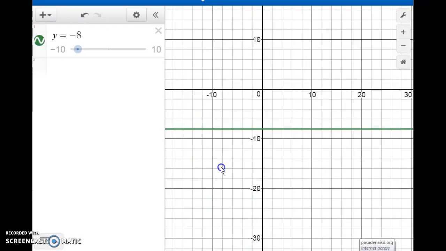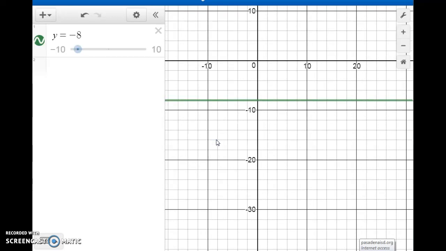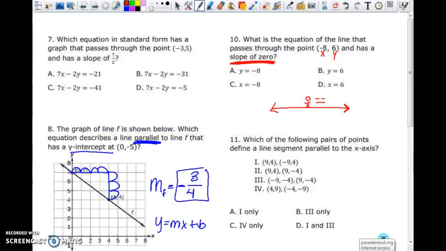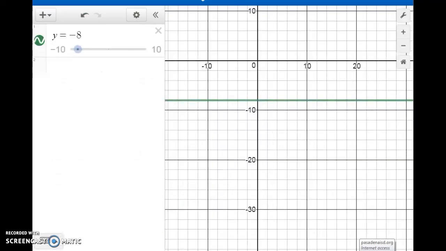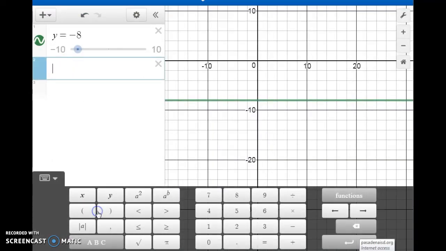All right. So that's my horizontal line. That does have a slope of 0, right? But I know it needs to have the point -8, 6. Does it have the point? Let's plot it. -8, 6. Nope, not even close. Cannot be A.